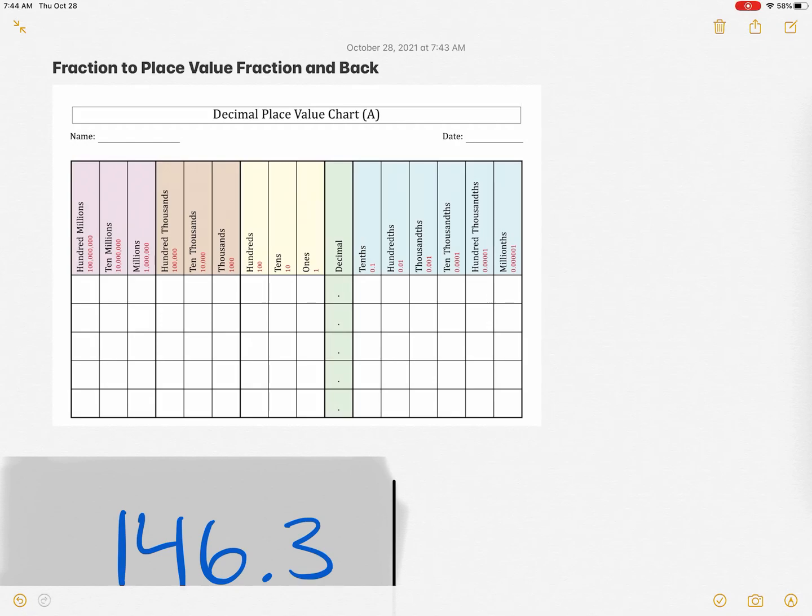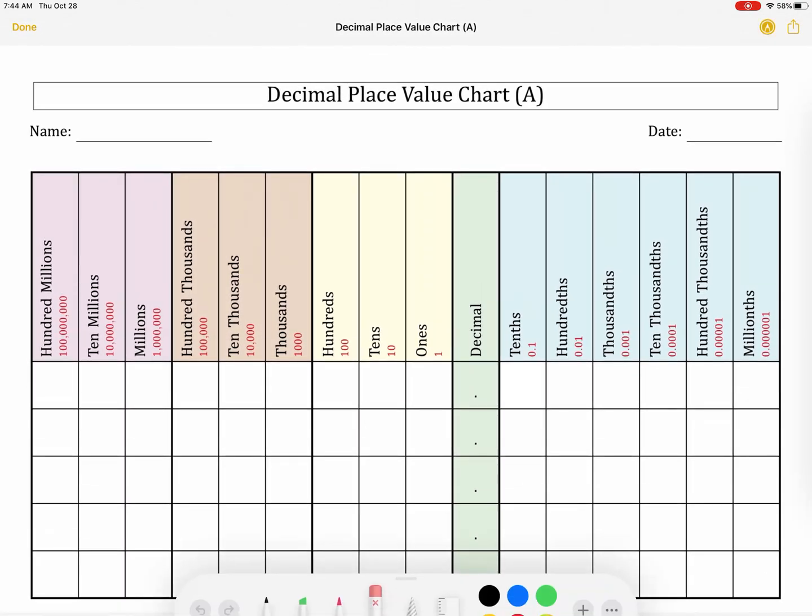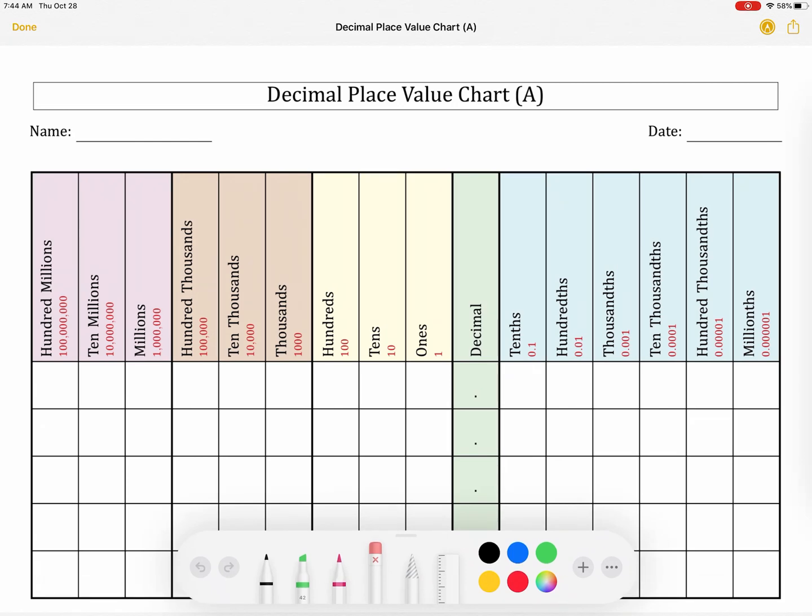All right, we're going to do a quick little video here on place value and how to convert from place value to fractions and decimals. So we're going to start with this chart. This is the chart that you are going to live with if this is challenging for you. So remember, the most important part of this entire chart is this decimal line.